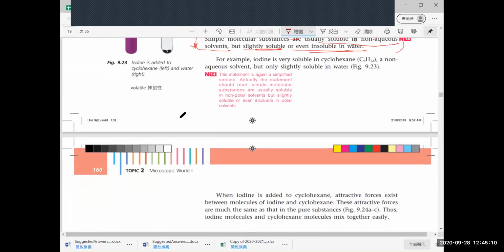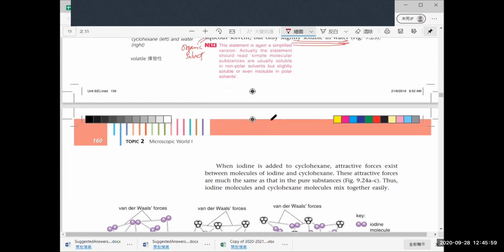For example, this one, cyclohexane, 環. Cyclo means a type of ring. So it is a type of compound without water, that is a non-aqueous solvent, and it's a liquid. It is rather smelly. When I put iodine inside it, it is very soluble in those non-aqueous solvents, or we call it organic solvent, 有機溶劑, but it is only slightly soluble in water.